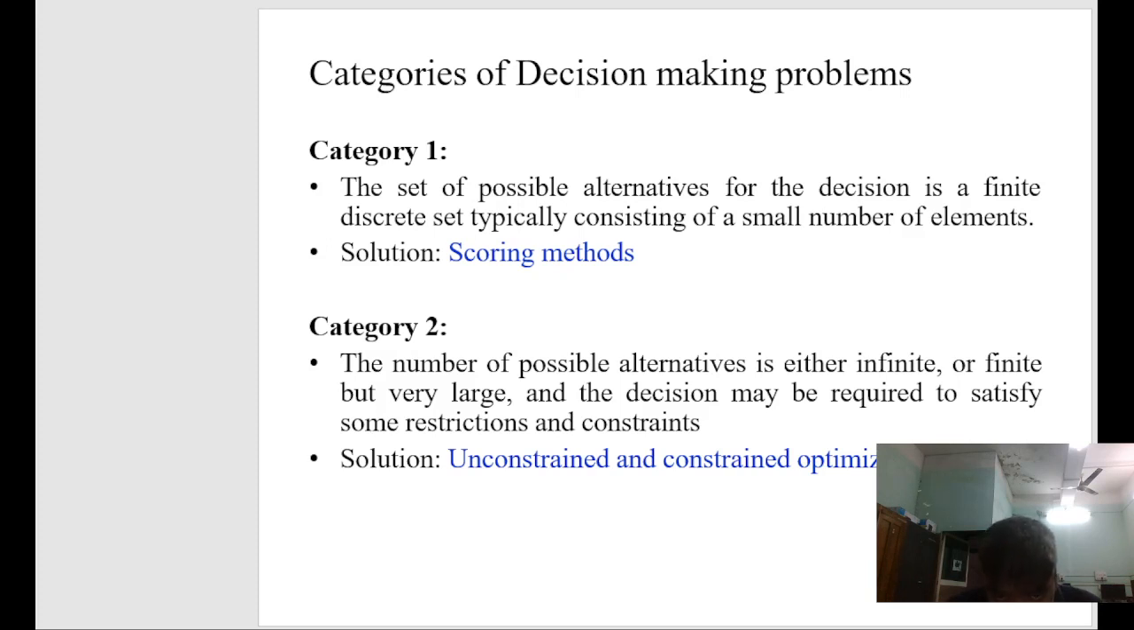Category 2: the number of possible alternatives is either infinite or finite but very large, and the decision may be required to satisfy some restrictions and constraints. Solution: unconstrained and constrained optimization methods.